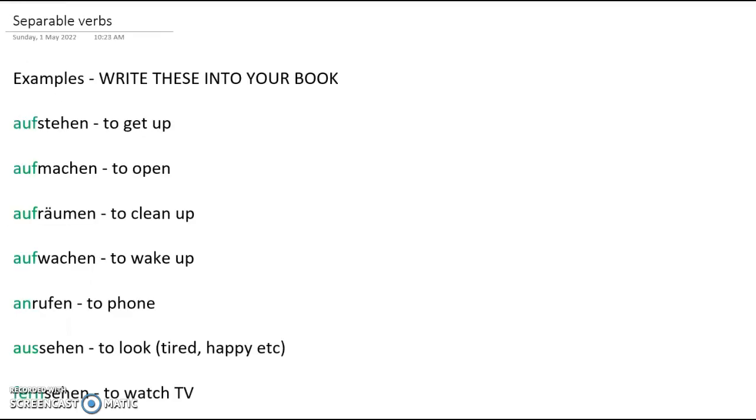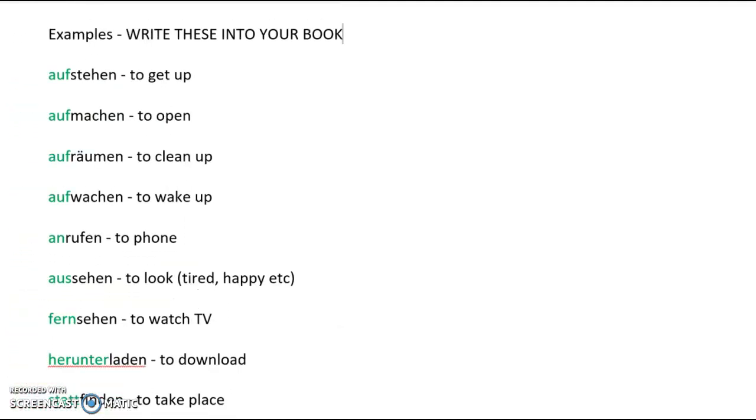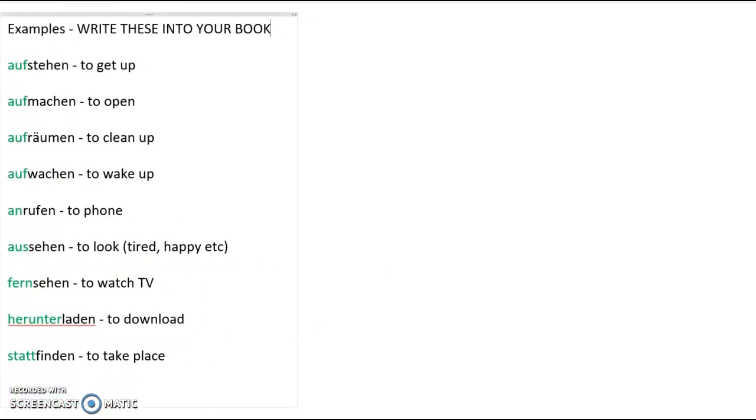So what I'd like you to do now is to write these into your book. And here I've done a different colored pen for the prefix. Now, you don't need to do that, but if you keep on going with German and you learn lots and lots of vocab, you might want to have some method to show that it's a separable verb, right? So you might want to underline the auf. Aufstehen, aufmachen, aufräumen, aufwachen, anrufen, aussehen, Fernsehen, herunterladen, and stattfinden. Okay, so put those down into your book. Pause the video to do that.